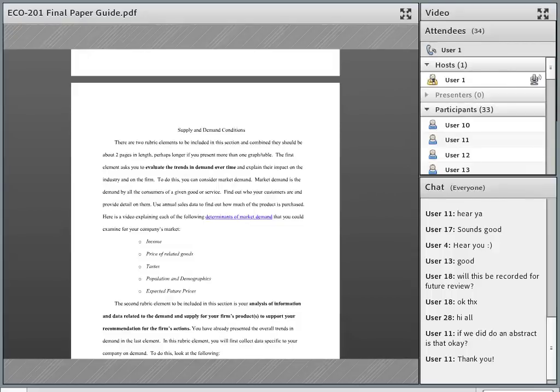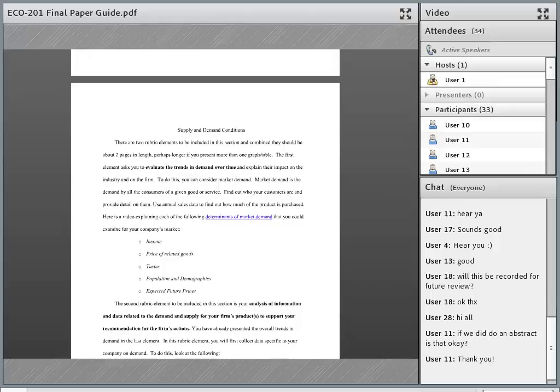All right, so our first section is called Supply and Demand Conditions. So we covered supply and demand in this course last week. So hopefully everyone is feeling good about applying these concepts and thinking about what it means for the company that you selected and for the market that they operate in. This section includes 2 critical elements that you're going to be graded on. The first one is asking you to evaluate the trends in demand over time for the product overall.